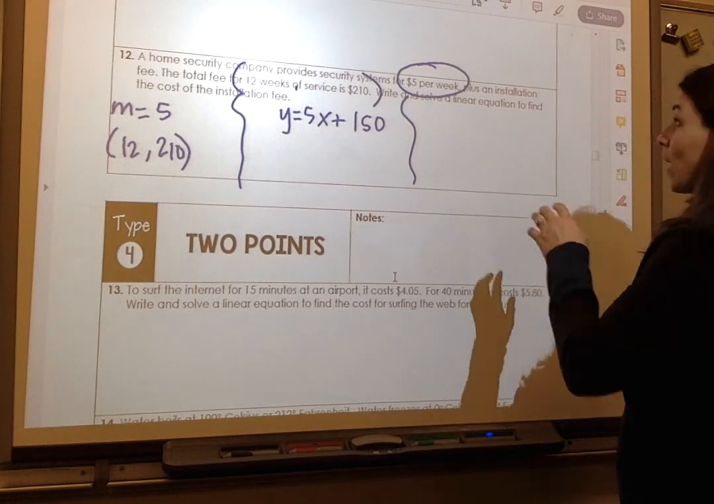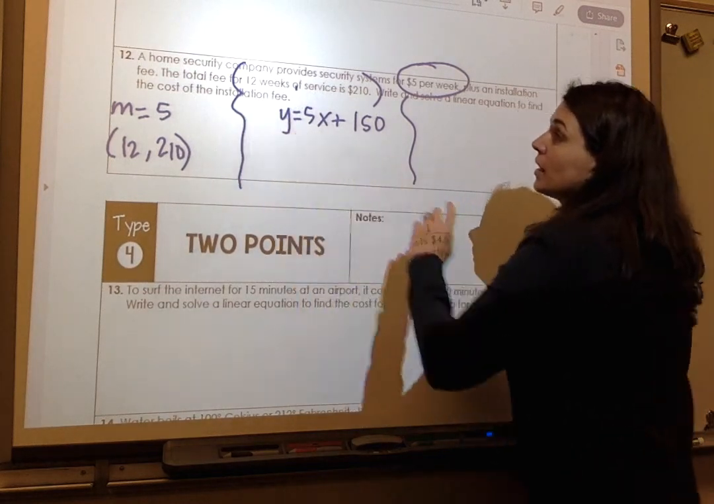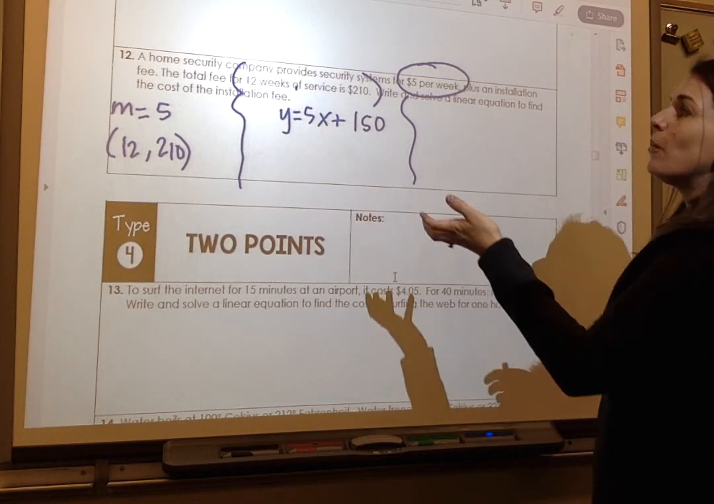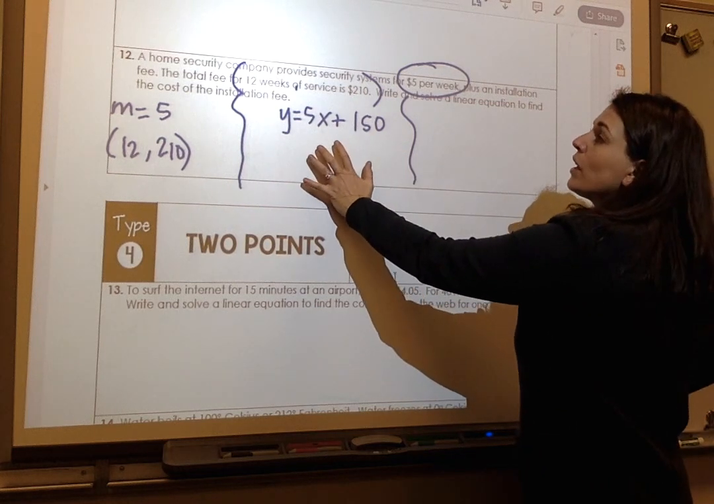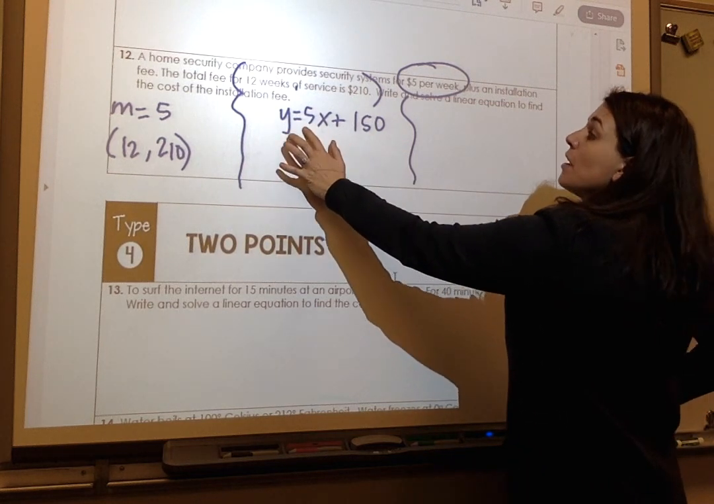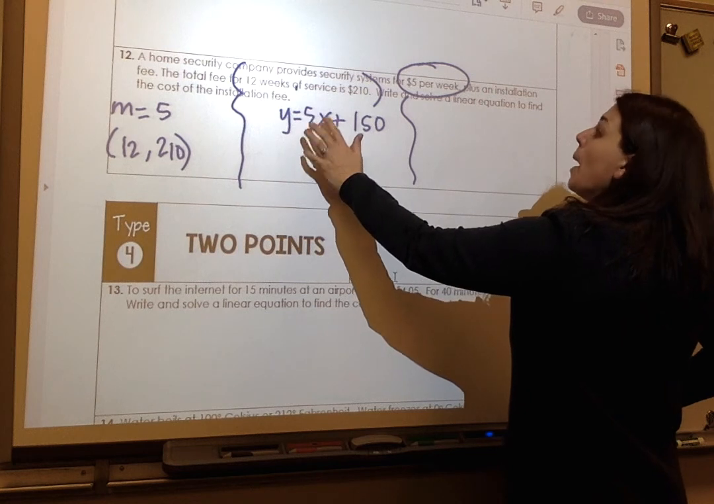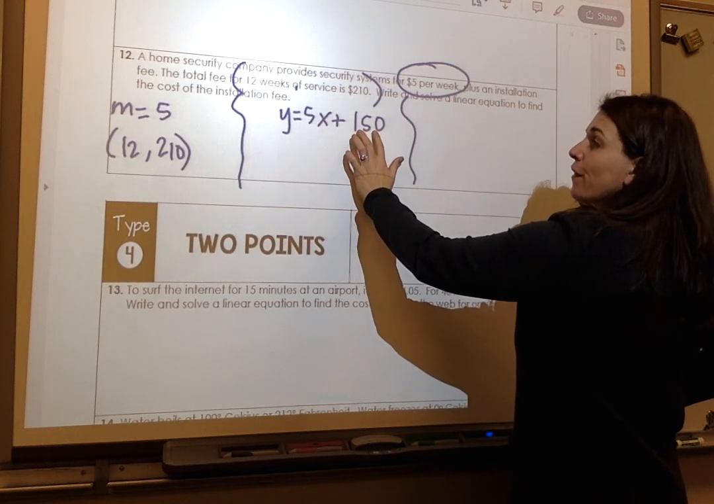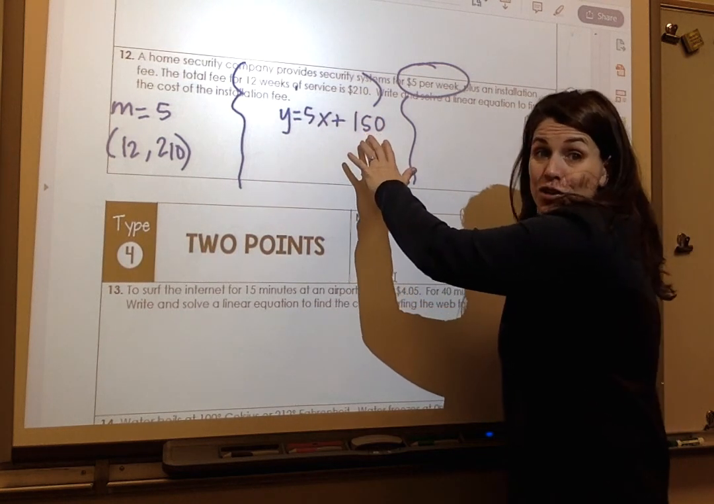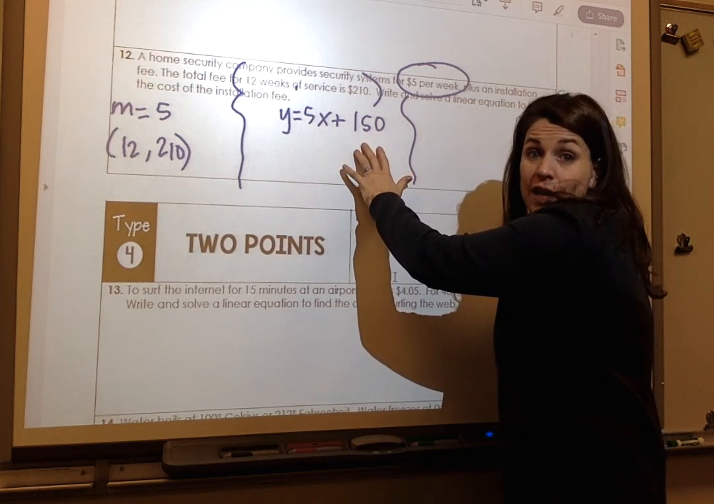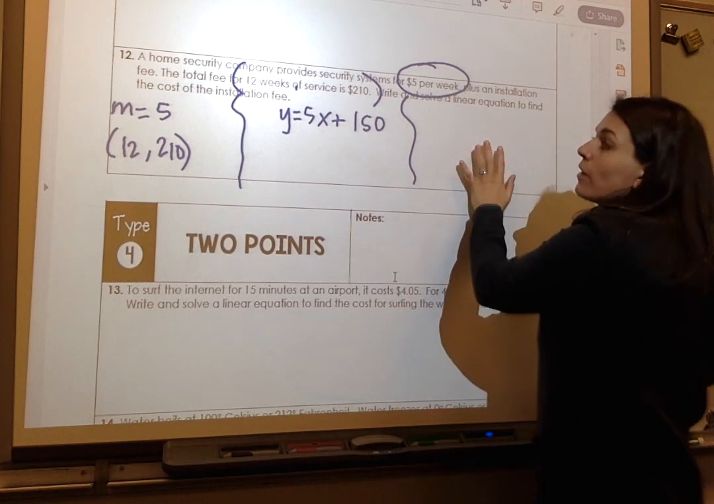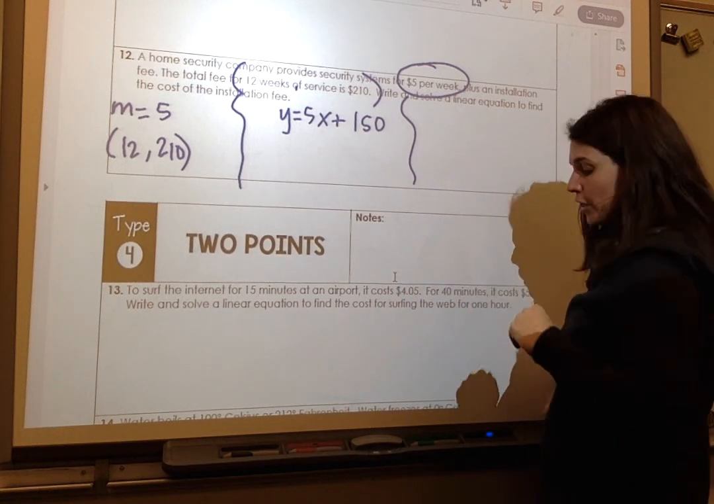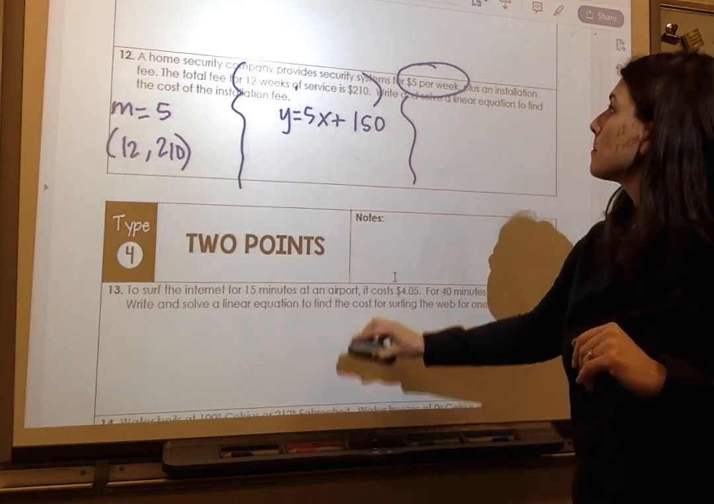So now it says, write and solve a linear equation to find the cost of the installation fee. Well, let's look at what this says. It says a home security company provides security systems $5 per week plus an installation fee. So this 150, that's your beginning point. That is your installation fee. So your answer over here is $150 for the installation fee. Okay? All right.